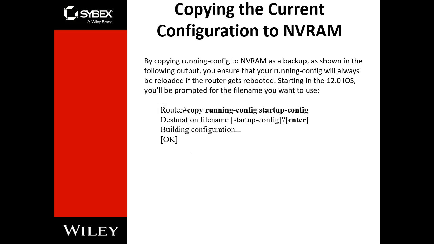Copying the current configuration to NVRAM. So you've already done some of this. Who can tell me where is, well, yeah, it already tells you that right there. The running config, as you can see, is stored in NVRAM. And how do you get the running config into NVRAM to begin with?